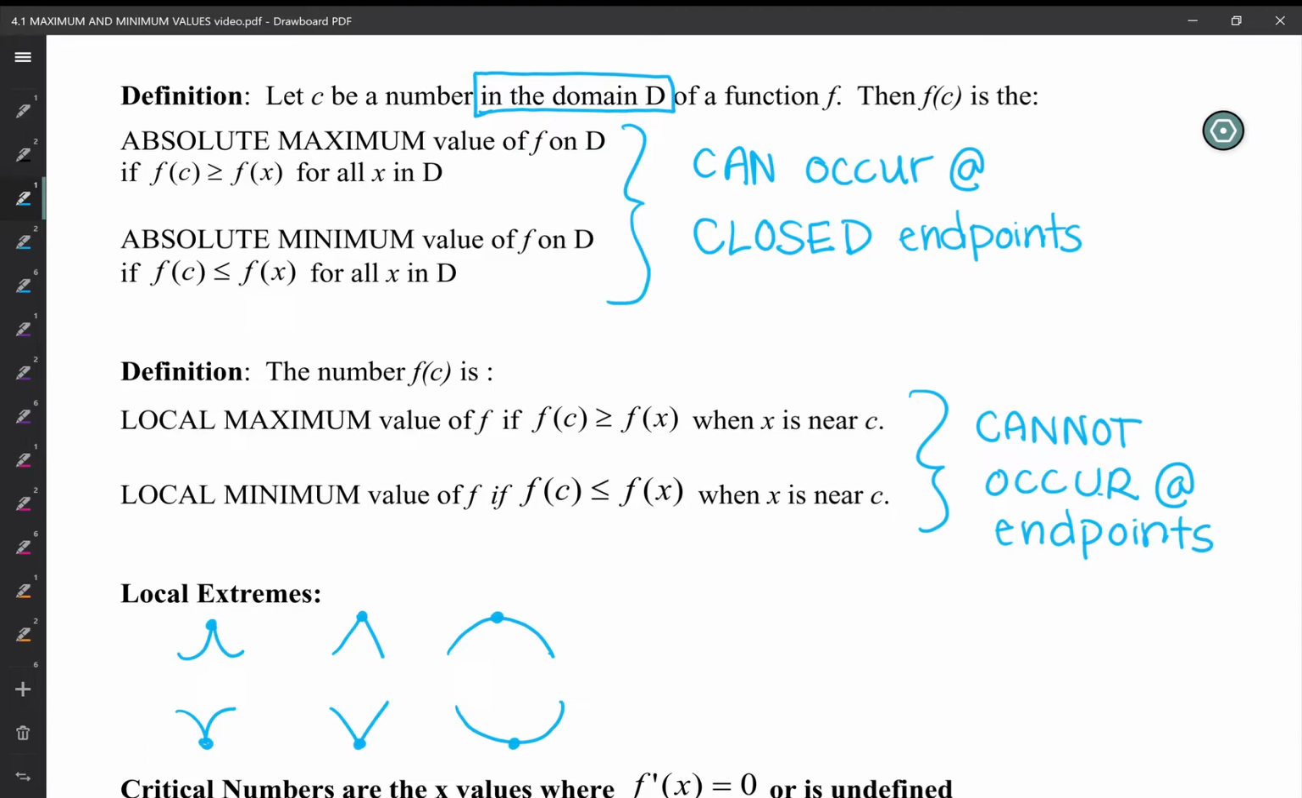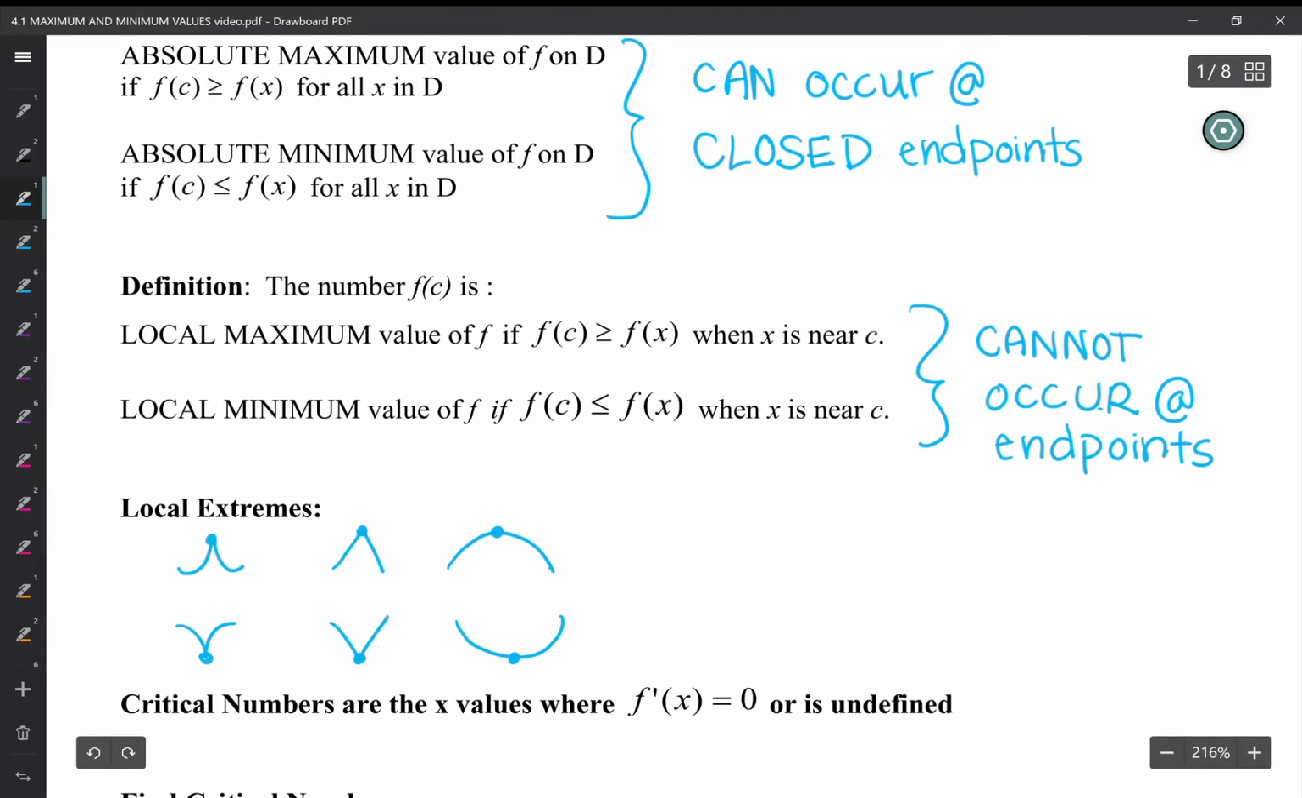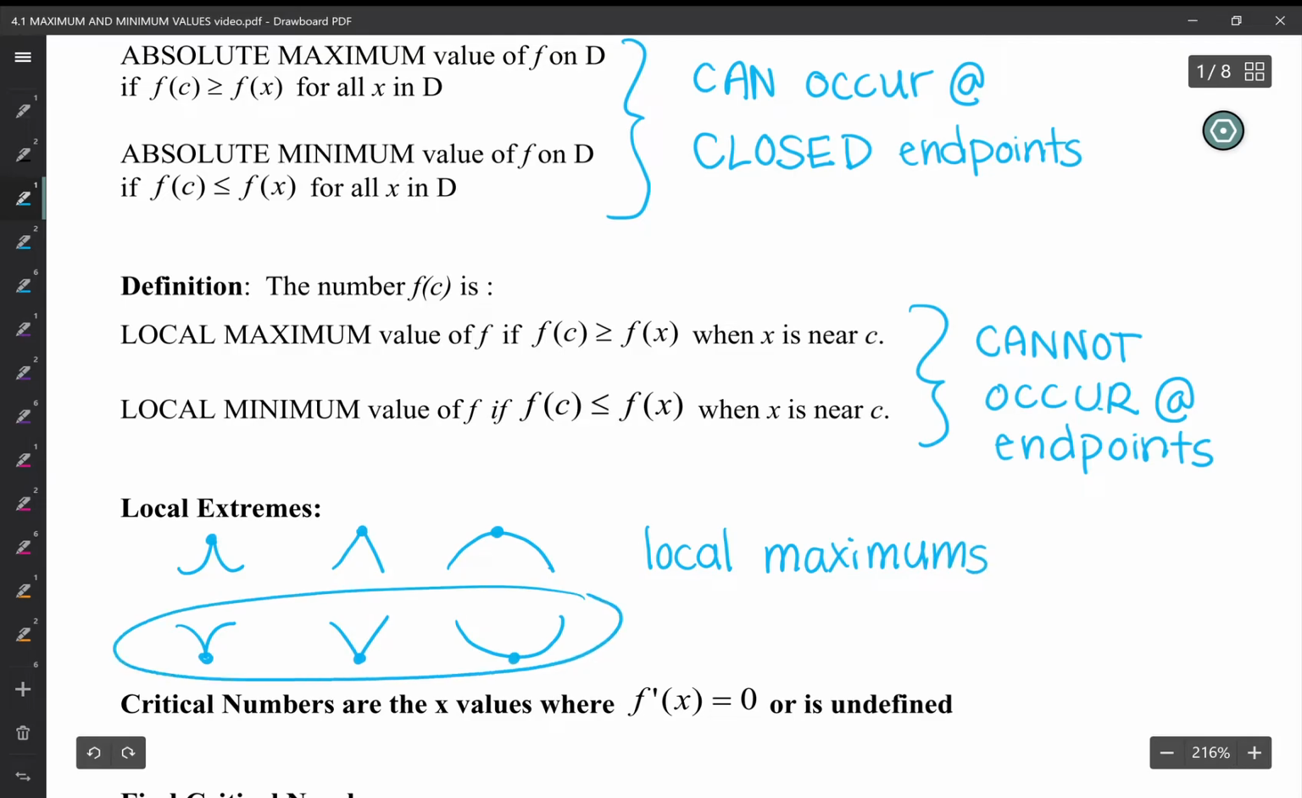Instead, we need to be able to look on both sides of c in order to make sure that f of c is greater than f of x for x near c. So these three are examples of local maximums. And these three are examples of local minimums.